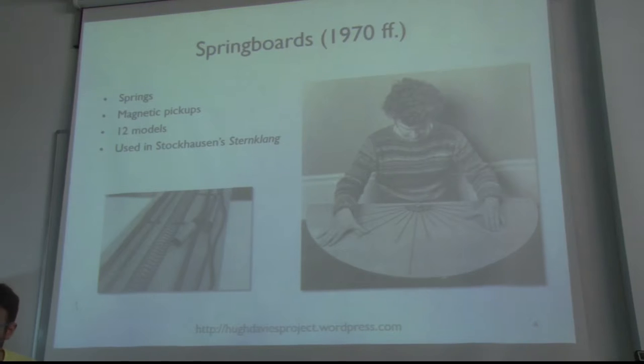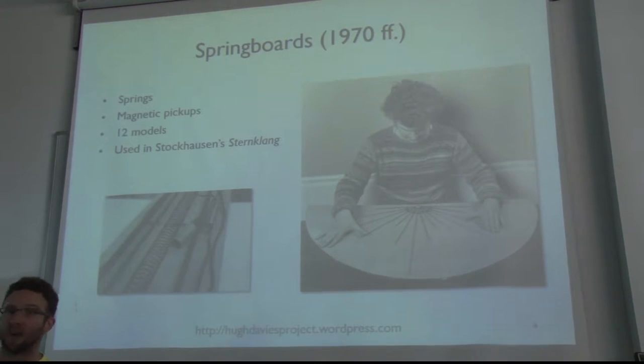So throughout his career, Davis produced well over 100 self-built musical instruments, many of which were similar in principle to the Schozig. So I'll just show you briefly a few more of those. Beginning in 1970, he built a dozen instruments that he called springboards. These were instruments in which a number of springs were mounted on a wooden board, metal springs of various lengths, and amplified via magnetic pickups, rather like you might find on an electric guitar.